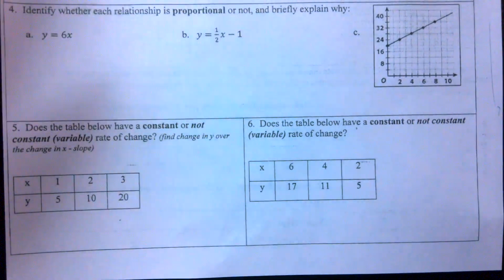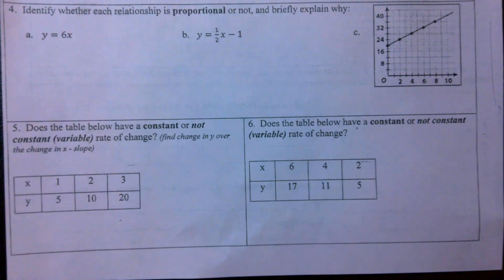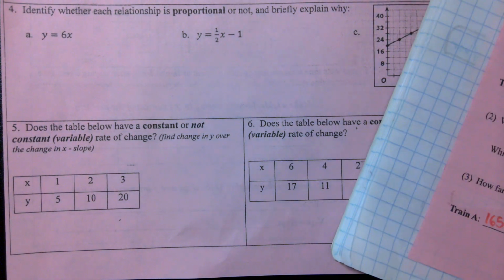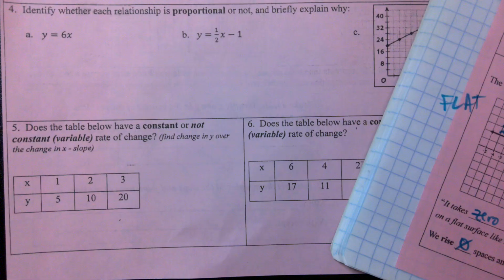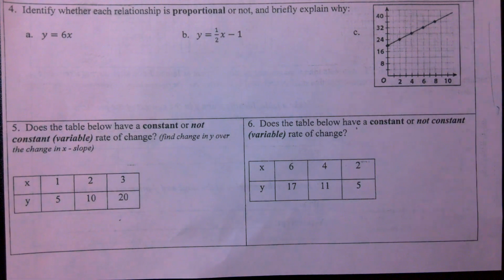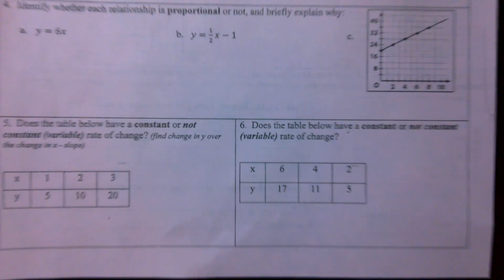Number 4, nice and easy. I'm just identifying, is it proportional or not? All right? What lesson is this? This was definitely on like a Thursday because it was so short and easy. Let's find it. This was 3.9. This is when we introduced the phrase, yo mama's ex-boyfriend. You guys remember that? Yes. 3.9.